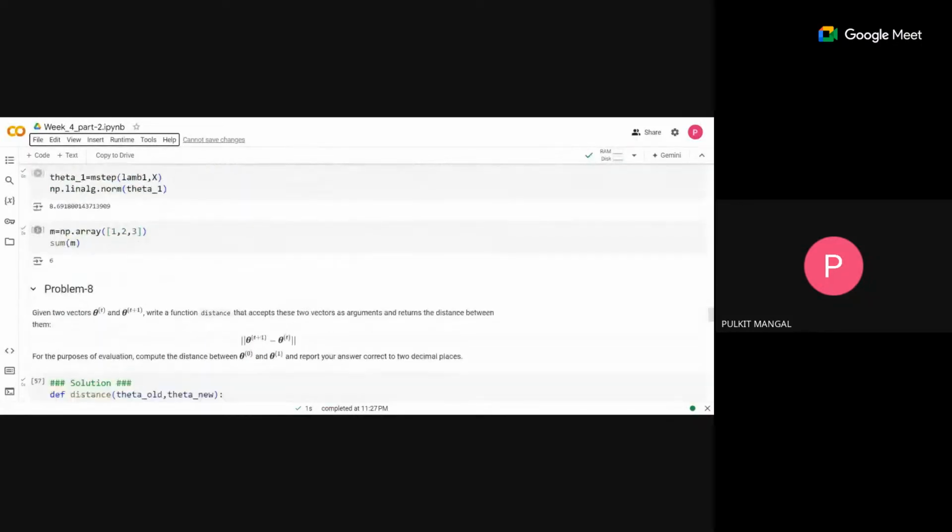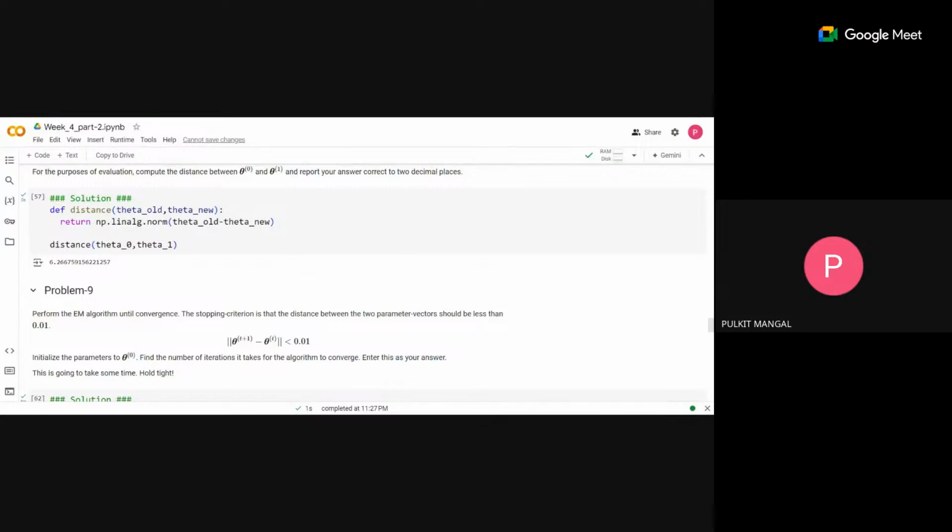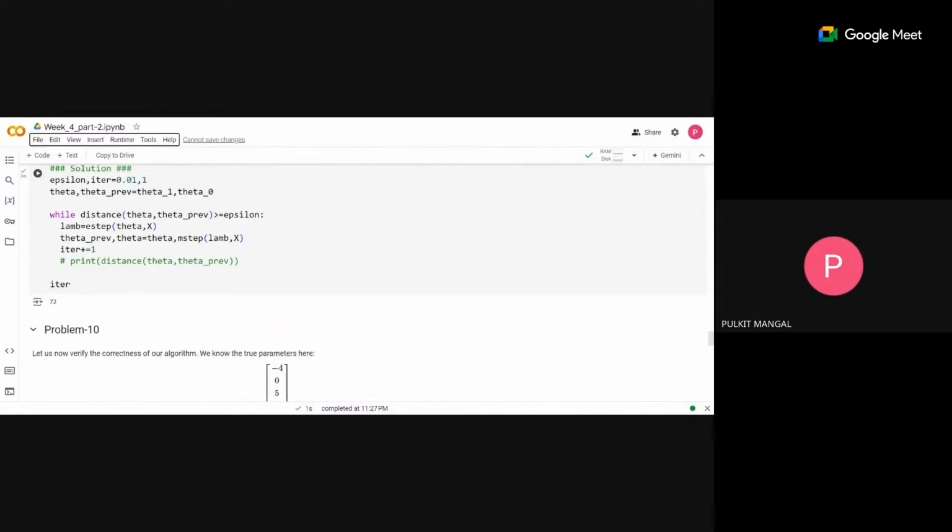Can you repeat why we were getting 71? Okay, 71 and 72. See, the range in the question was given from 0 to 75. I initialized it here with 1, so that's why 72. If you initialize with 0, you will get 71. In the question, the range was from 70 to 75, so anyway, the answer would be correct for you. Okay, thank you.